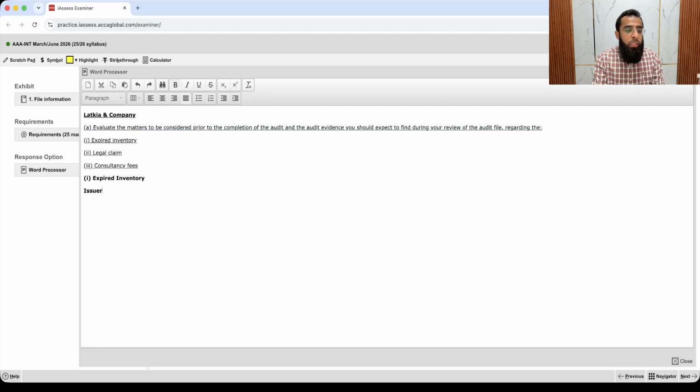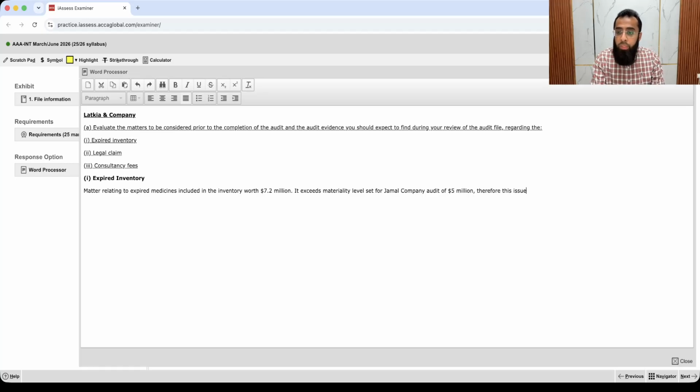Okay. The matter relating to expired medicines included in the inventory worth $7.2 million. It exceeds the materiality level set for Jamal Company audit of $5 million. Therefore, this issue is material to financial statements. Okay. First of all, you comment on the materiality of that matter. Now, what is the correct treatment?